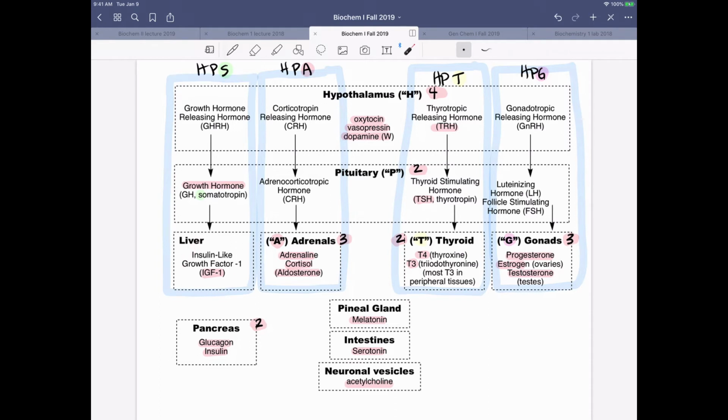Insulin-like growth factor is going to respond to growth hormone and be released by the liver. So again, all of this at the end of the day is going to stimulate growth.